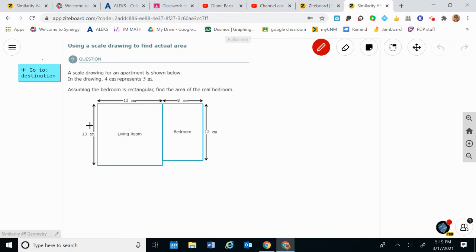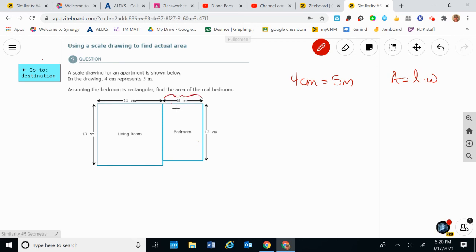Same thing. 13 centimeters, 8 centimeters, 12. Scale drawing: 4 centimeters equals 5 meters. The bedroom is rectangular. Find the area. Area of a rectangle is length times width. We've got 8 times 12. If you notice, I'm converting before I'm multiplying. That's because it's easier. There's a whole other formula without doing that, but it's way more annoying. So I recommend you change it first.